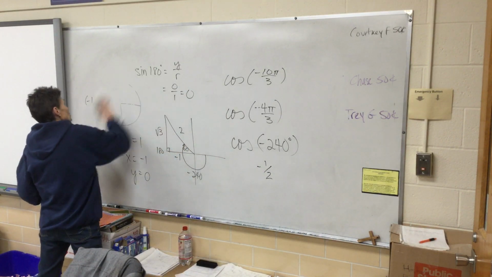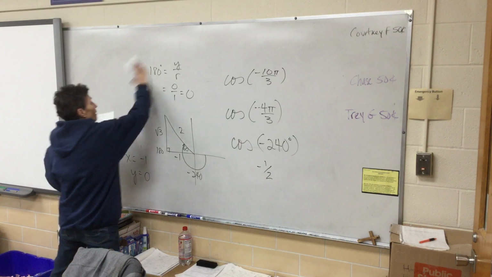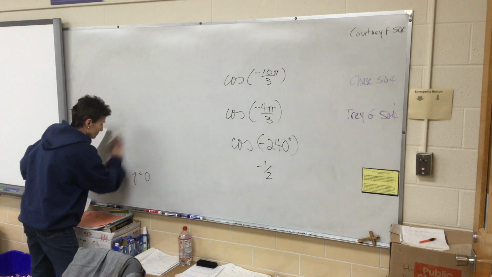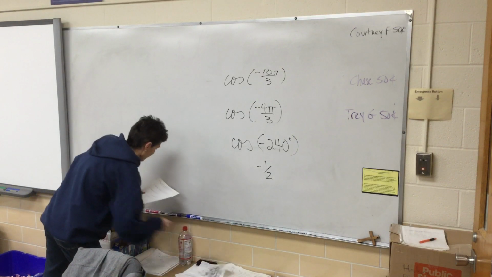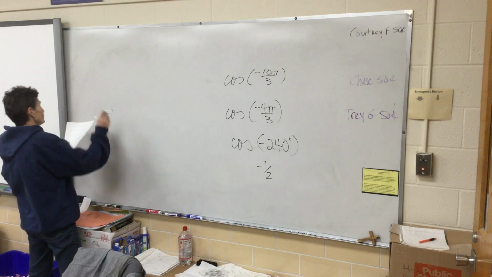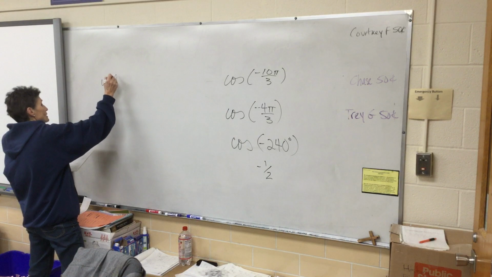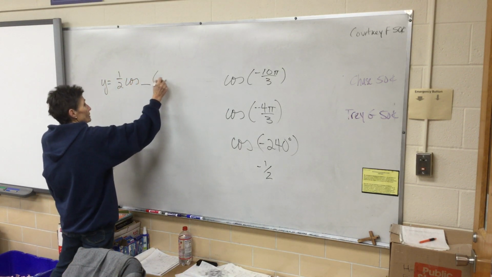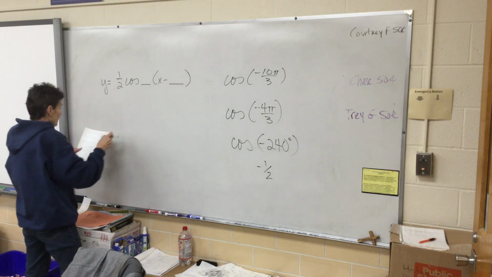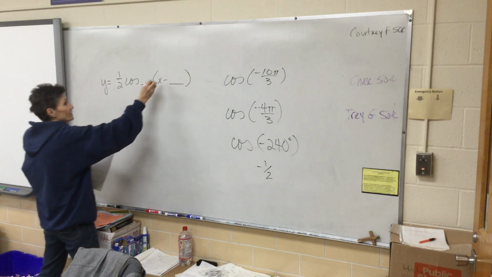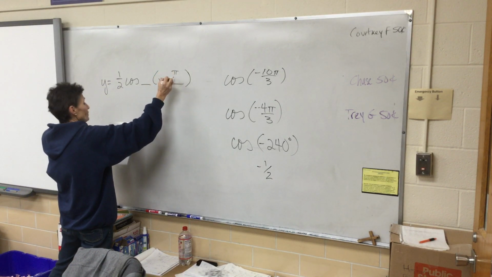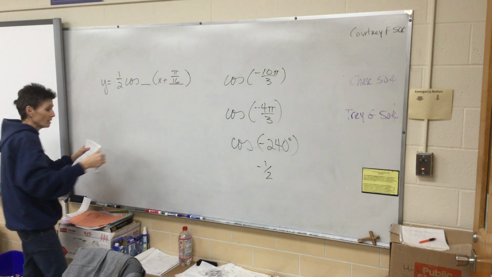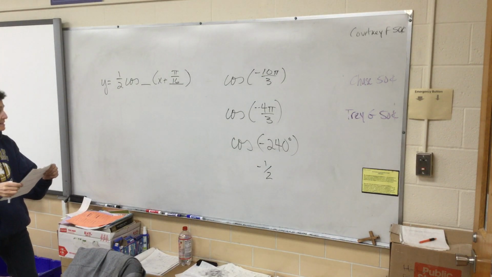Write the equation of the cosine curve with amplitude 1/2. So we're going to write the equation of a cosine curve, and the amplitude's 1/2. And the phase shift is negative pi over 16. So I know in my parentheses I'll have x plus pi over 16.